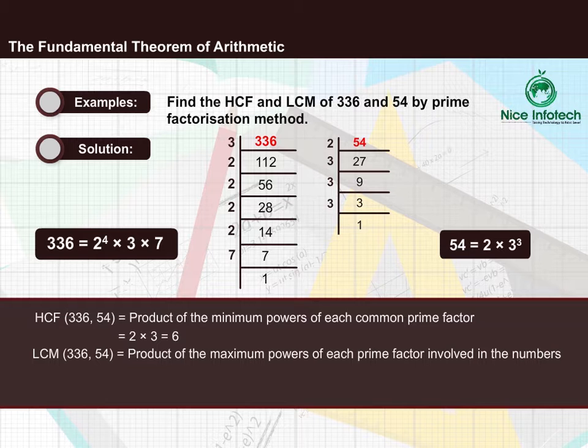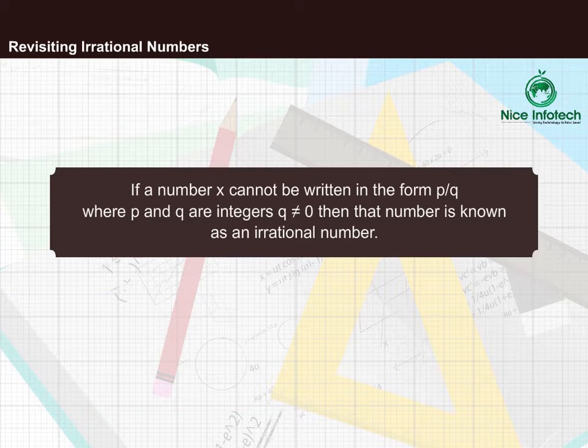Now, LCM of 336 and 54 is given by the product of maximum powers of each prime factor involved in the numbers, that is 2 raised to the power 4 times 3 raised to the power 3 times 7 raised to the power 1, which gives 3024.